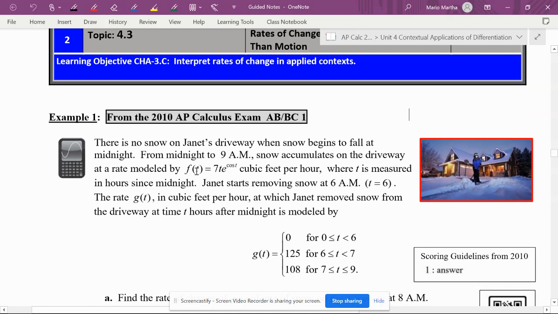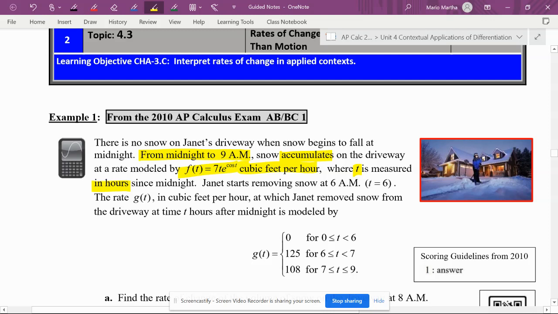There's no snow on Janet's driveway when snow begins to fall at midnight. From midnight to 9 a.m., snow accumulates on the driveway at rates modeled by f of t equals 7 times t raised to the e raised to the cosine of t cubic feet per hour, where t is measured in hours since midnight.